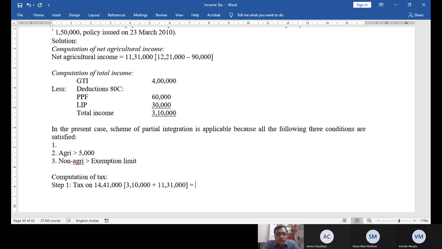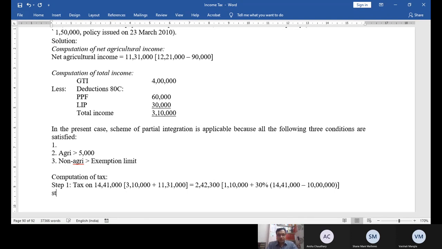Now, how much is the tax on 14,41,000? It is simple. Up to 3 lakh nil, because this lady is a resident senior citizen. 3 lakh to 5 lakh, 5%. 5 lakh to 10 lakh, 20%. Above 10 lakh, 30%. So with this, the tax comes out to be 1,10,000 plus 30% of income exceeding 10 lakh, that is 14,41,000 minus 10 lakh. With this, the tax comes out to be 2,42,300.